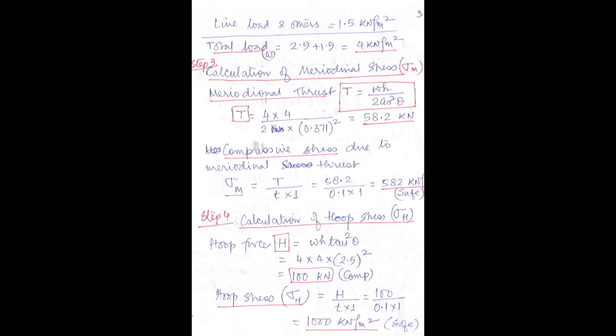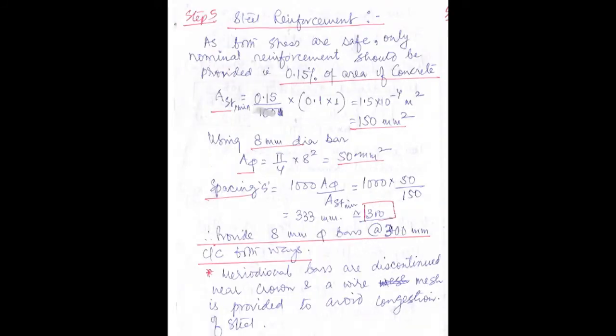So hoop force divided by thickness multiplied by the per unit length, that is 1. So H is 100 divided by 0.1 into 1. How much is it? 1000 kilonewton per meter square. So hoop stress is also coming to be safe.